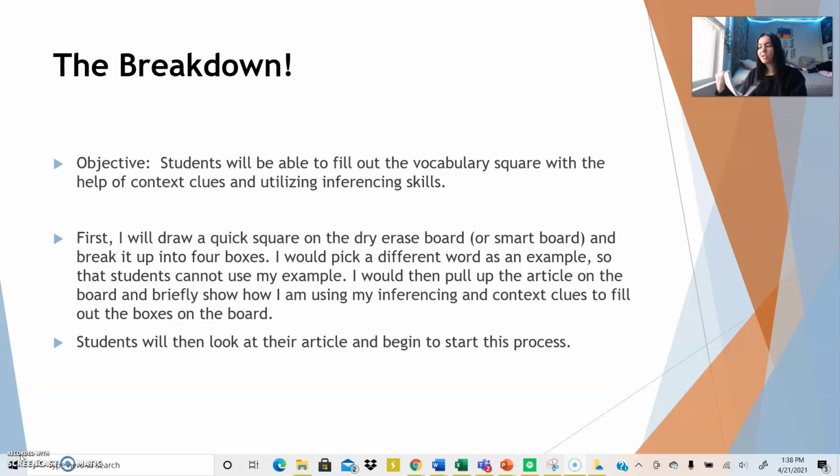So in the next slide, you're going to see what word I chose and get a prettier example of what I just tried to show. But again, by modeling this for the students, I feel like it's just easier for them to understand. It's one thing to explain it, but it's another thing to see it, and this can help visual learners also.